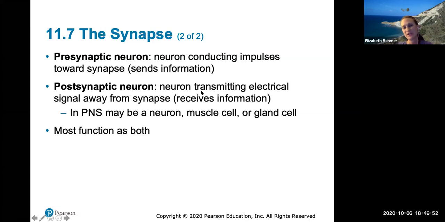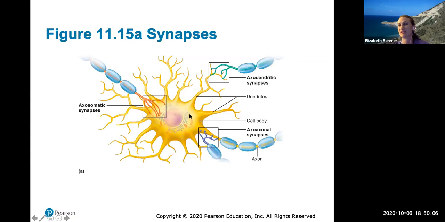So this neuron will receive the initial information and then send it down. In the peripheral nervous system, the postsynaptic neuron could be another neuron, or it could be a muscle cell or a gland cell. And most function as both presynaptic and postsynaptic, because there will be many neurons in a line.